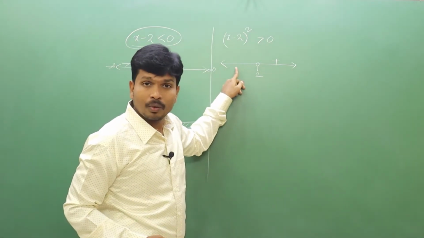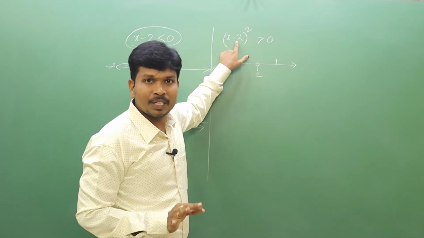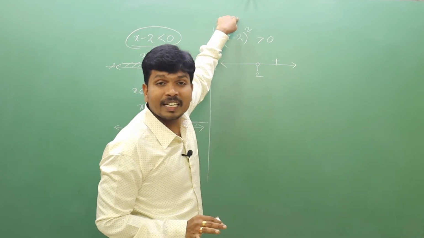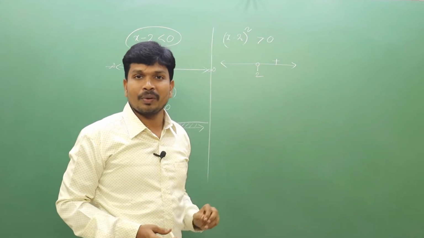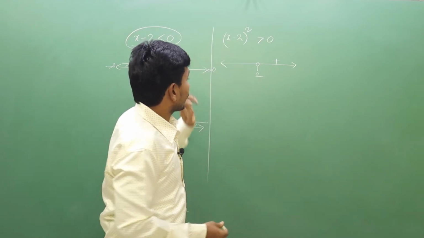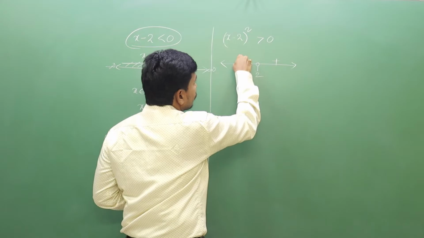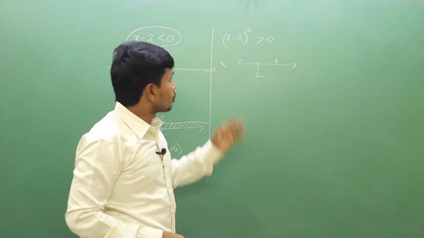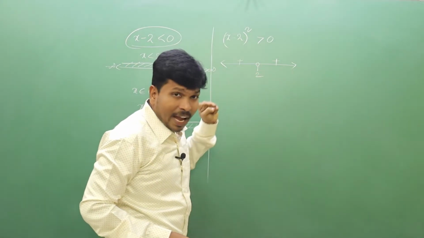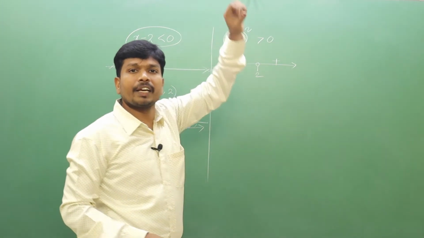Take it 0. Less than 2 only, no? 0 you take it. 0 minus 2, minus 2, okay. But minus 2 whole square is, yes, positive. Negative into negative, positive. So that's why the values which you take less than 2 also you will get positive.